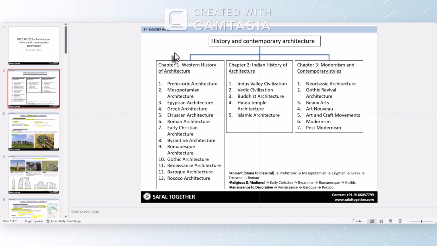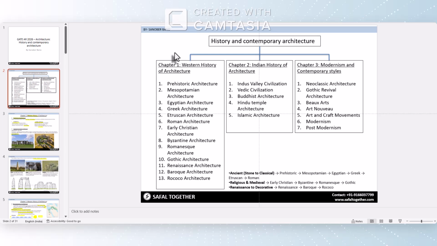Architecture is not just about structure, it's about stories. Every civilization, from the prehistoric builders of Stonehenge to the architects of the pyramids, the Parthenon of Greece, the Gothic cathedrals of Europe, and the magnificent temples and mosques of India, has left behind lessons in design. And for us, as GATE 2026 aspirants, these lessons are more than history. They are marks waiting to be scored.